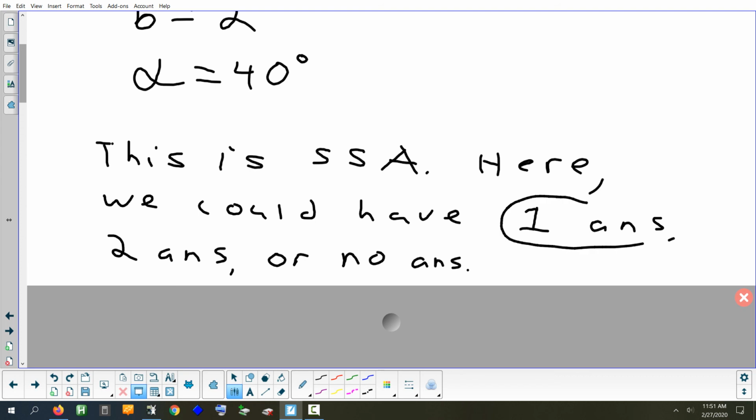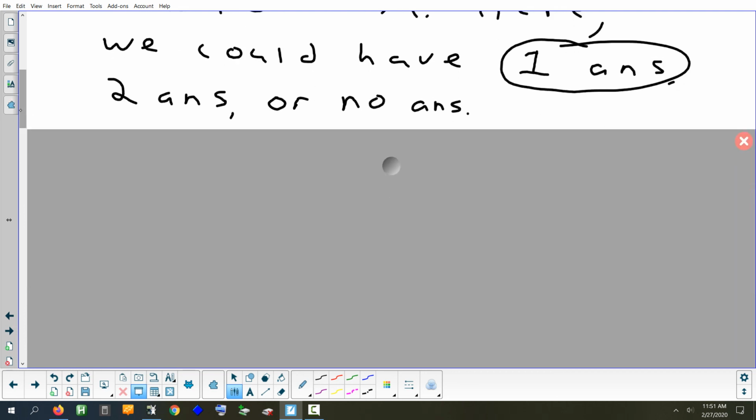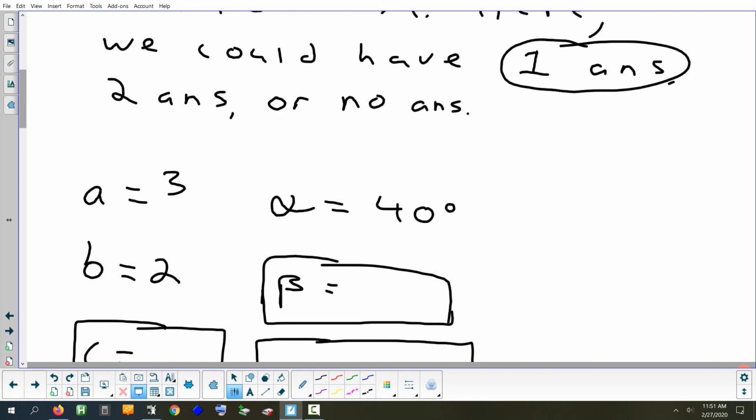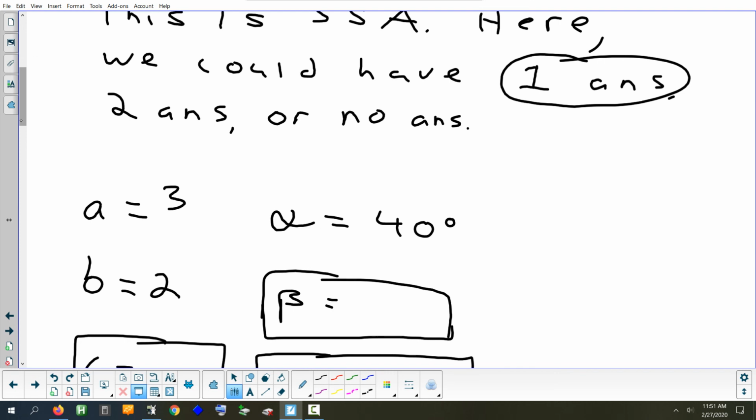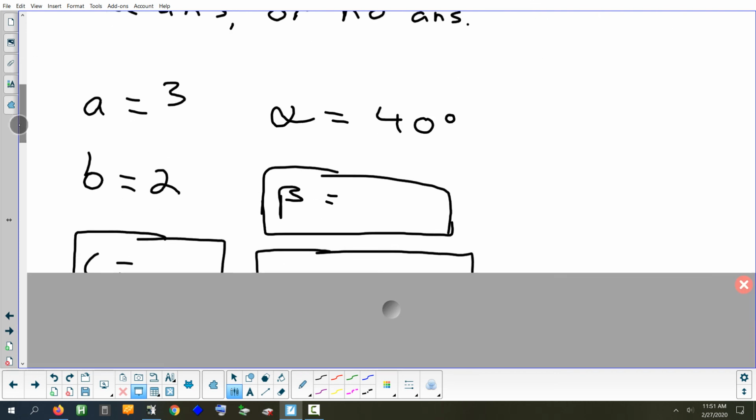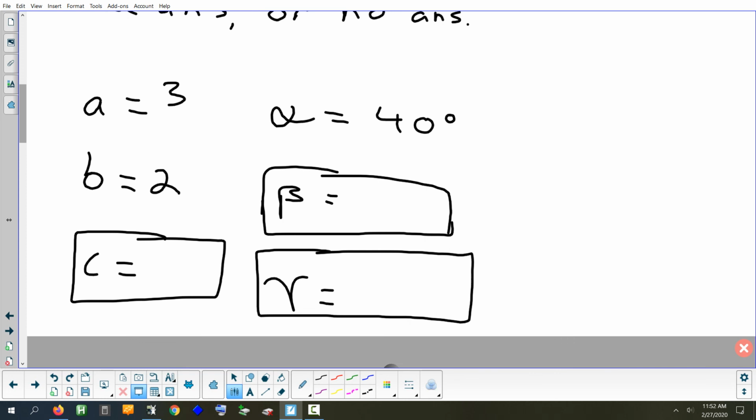So today, we're going to focus on the one answer case. Now, as we go through it, I'll show you how you find the second answer, because that's important. But then I'm going to show you why it doesn't work in the problem we're about to do. Sometimes it works, sometimes it doesn't. Depends on the problem. Okay, so here's our last one. Same numbers you just wrote down. A is 3, B is 2, alpha is 4.